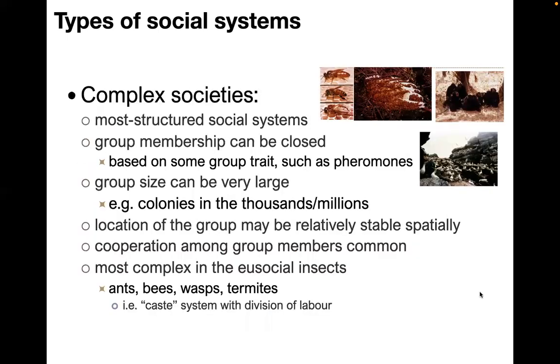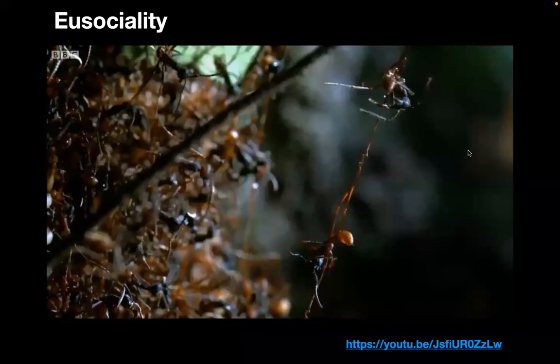Okay, so that leads into complex societies. There are many examples where there are highly structured social systems. Group membership is probably closed in these super complex societies, but not necessarily. Group size can be very large in these complex societies, like colonies of thousands or millions. There's often cooperation in these systems. I think we can think of human cities as counting under complex societies here, but also things like chimpanzee social groups and ant, bee, wasp, and termite colonies as well, which we're going to get into with our next video. Those societies are called eusociality. Okay, so let's watch one more video. I think this might be the last one.